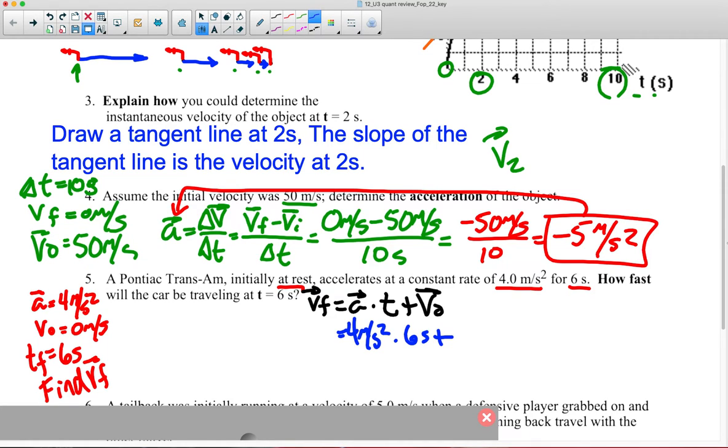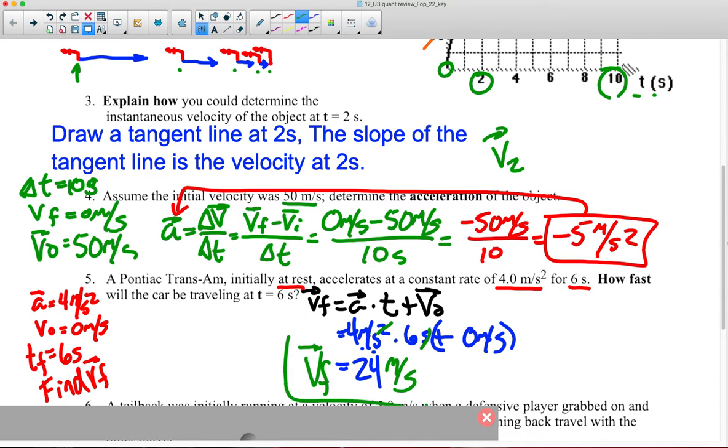It was at rest, so we can add 0 meters per second here, or if you want, you can leave that out. 4 times 6 is 24. A meter per second times seconds. This seconds is going to cancel out with one of those, so we end up with meters per second, and those are the appropriate units for the velocity. So this would be the velocity final, or you could have also said the velocity at 6 seconds.